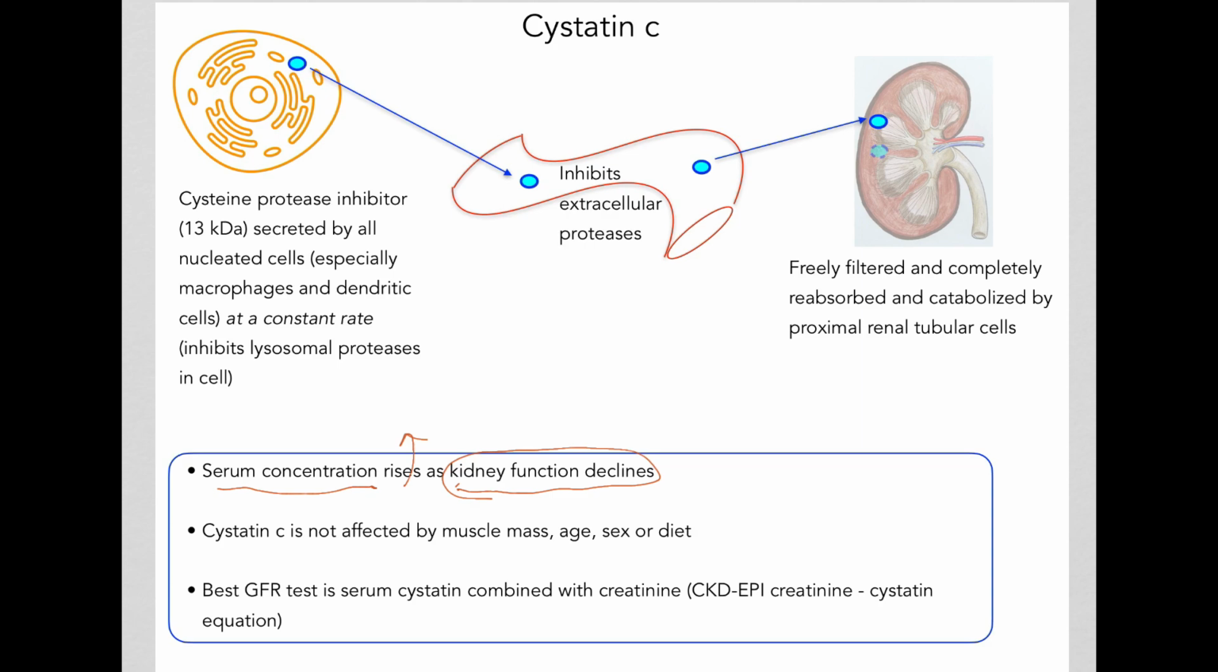Now, the nice thing about cystatin C is that it's not affected by muscle mass, not affected by age, sex, or diet. So one of the best tests for estimating glomerular filtration rate is a combination of cystatin C with creatinine. That's called the CKD-EPI creatinine-cystatin equation.